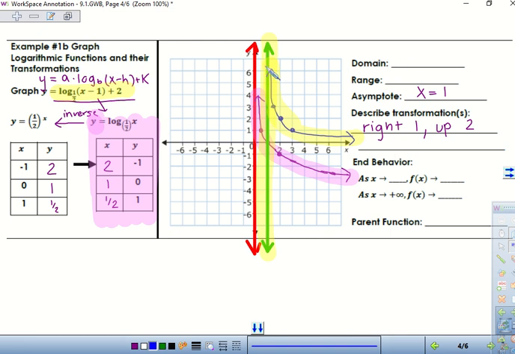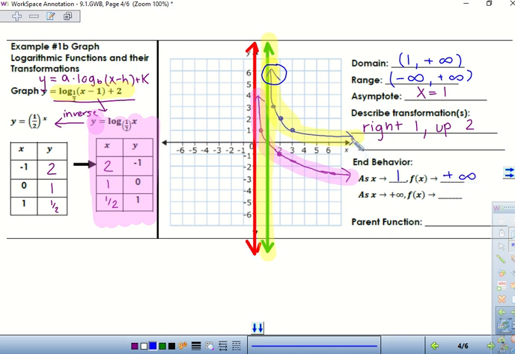So the domain of this particular one is from 1 to positive infinity, right? The range is all real numbers. All of these log functions will have a range of all real numbers. The domain will always be based on the asymptote. And then in behavior, as we approach 1, because we never approach negative infinity, our function is going upward. Good.